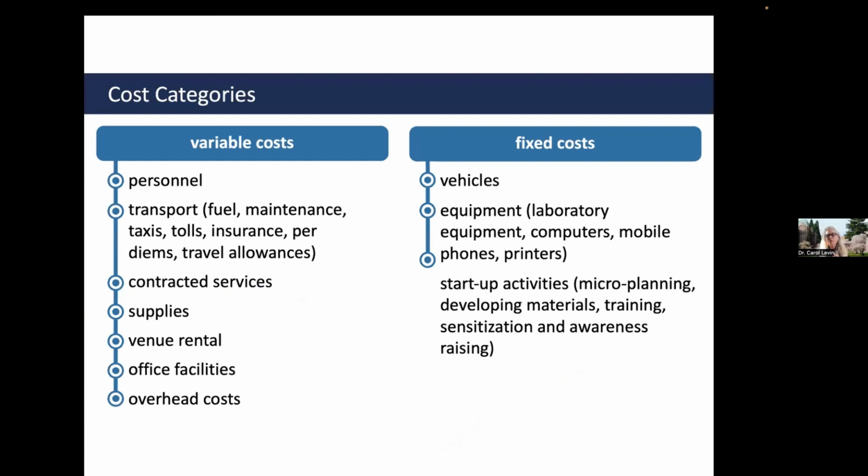Here are some examples of input categories that are fixed: vehicles, equipment, startup activities. Often, and this is a little secret for many of us that do costing, those one-time activities that have to happen at the beginning of a project, that only happen once, all that planning and designing of an intervention, developing materials, training, sensitization of your partners, whether it's schools or health centers or the community. These happen once and they can be treated like a fixed cost. The other variable costs are fairly standard.